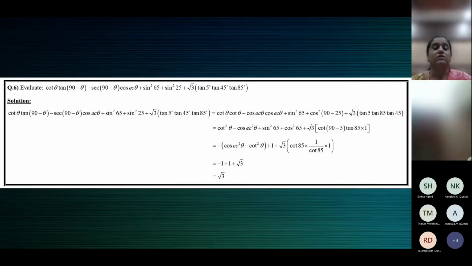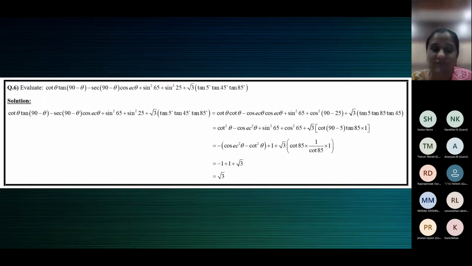To evaluate this expression, we used a trigonometric identity: sine square theta plus cos square theta is 1. We also used the concept of complementary ratios. We also used the concept of reciprocal ratios. See, all in this one question. Good.